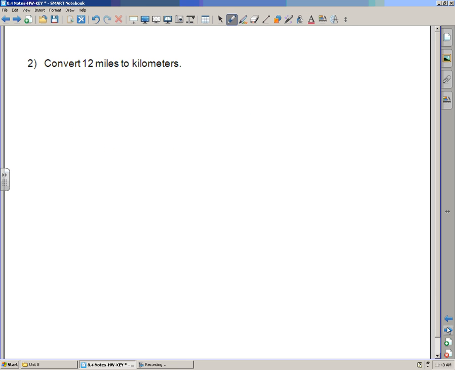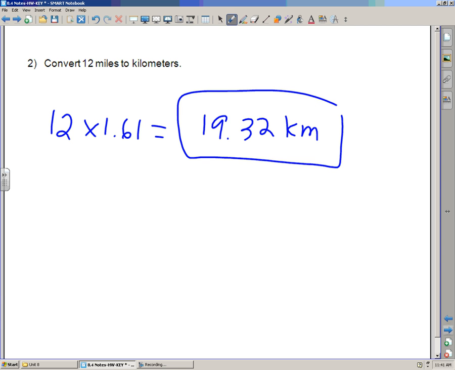Let's take a look at number 2. Convert 12 miles into kilometers. Well, back on the chart, it tells you that you're going to have to multiply the miles by 1.61, and then you're going to get 19.32 kilometers.